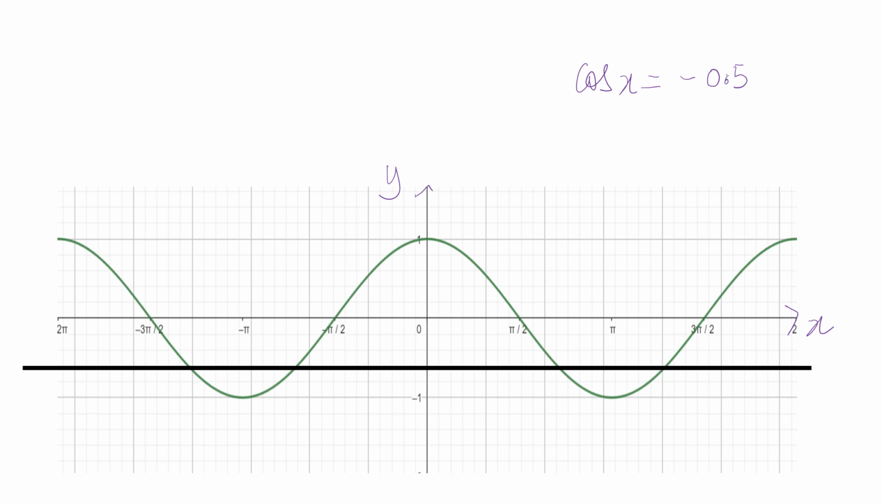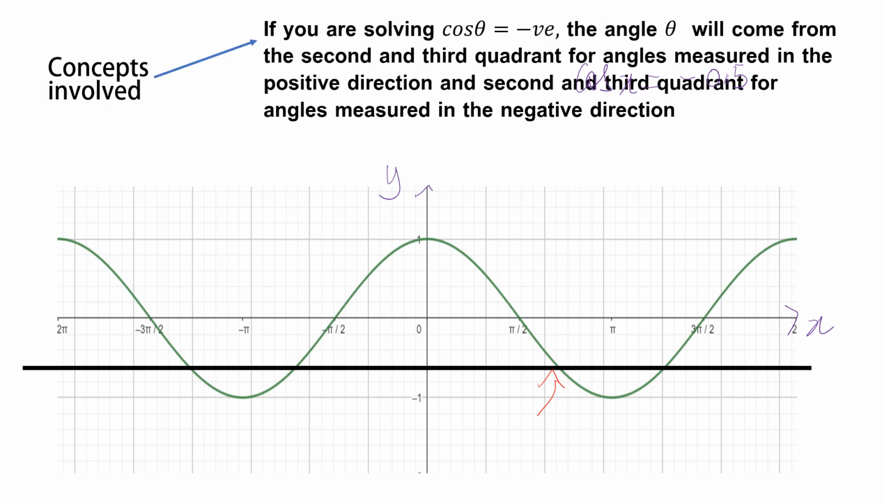All right, so where is the first intersection point? This one here. So which quadrant is that? It's the second quadrant. The second intersection point here will come from which quadrant? The third quadrant. How about the negative angle?